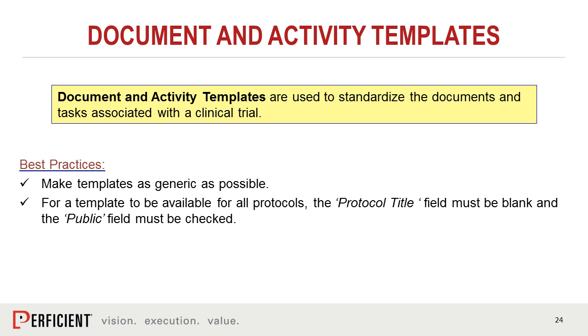So if a protocol is quite different from your usual protocols or requires many additional documents or activities to be tracked, one of the best practices is to copy the most comparable generic or global template and then make it specific for that protocol. So you're still using your standard, but then you're making modifications that are only specific for that particular study.